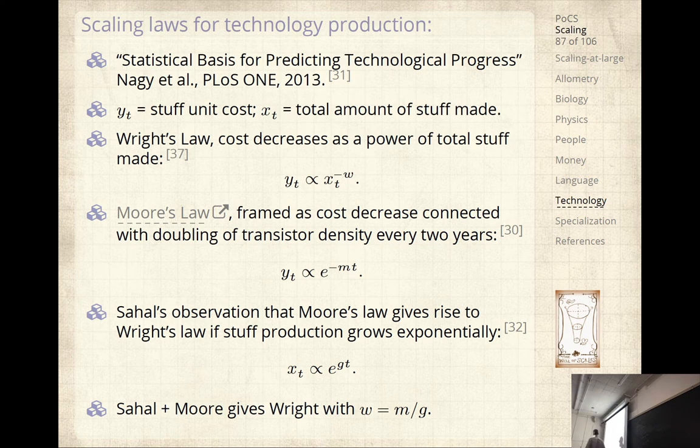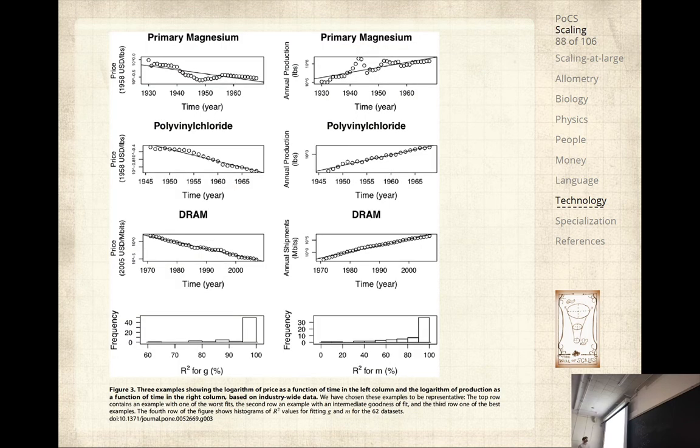So you could measure these things, right? This is all very nice, but we go out and measure production of stuff over time. And that's what this paper was about. I think they had about 60 quite different products. So this is memory, PVC, and just magnesium. These little plots span five orders of magnitude here.